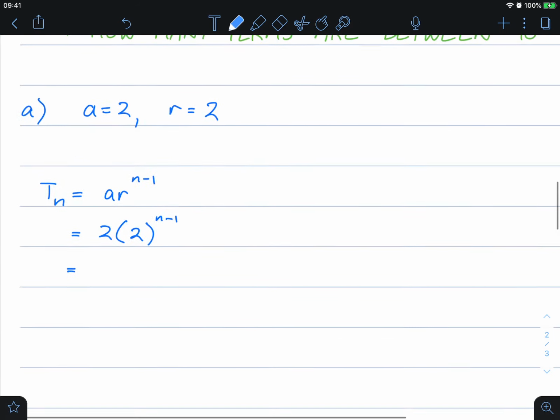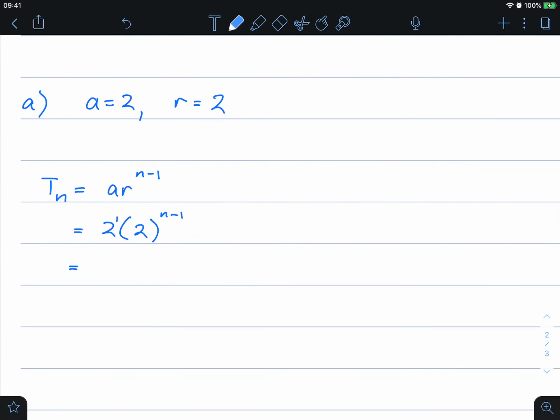Let's do some indices here. This is 2 to the power of 1 times 2 to the power of n minus 1, which is 2 to the power of n minus 1 plus 1. We're adding the indices here. We can just say it's 2 to the power of n.